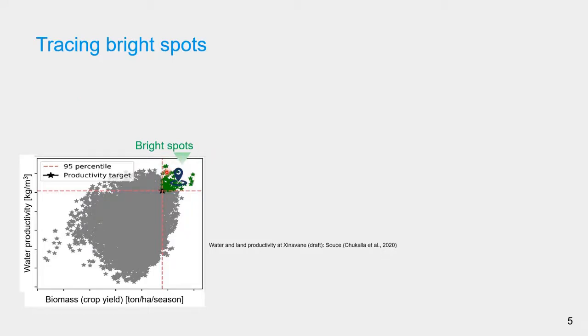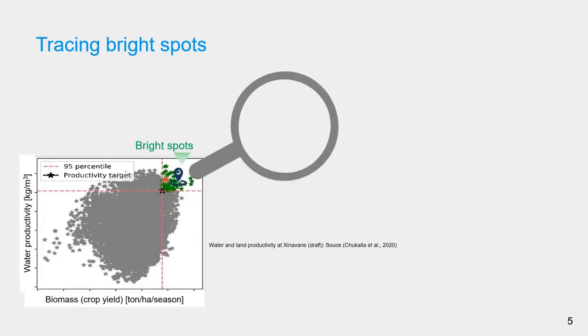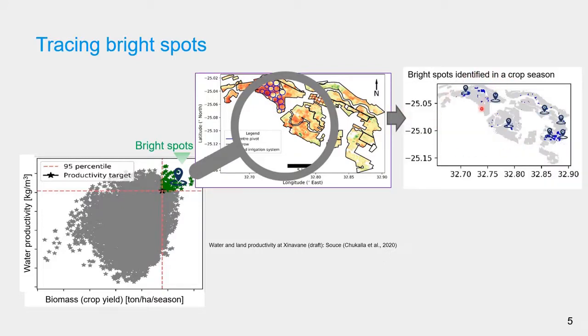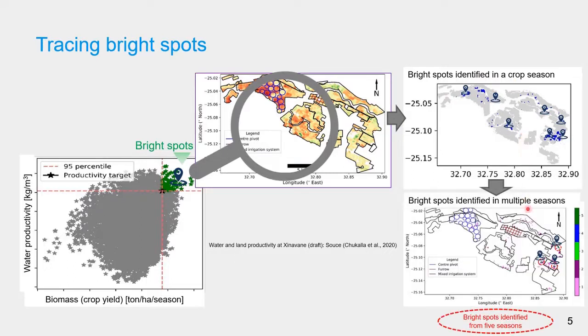We can identify those bright spots of Sinavane scattered in a command area per crop season, as shown on the graph at the top right corner here. Further, the bright spots can also be traced for multiple seasons. These spots are identified as bright spots consistently in multiple seasons.